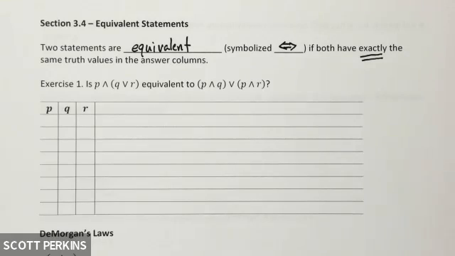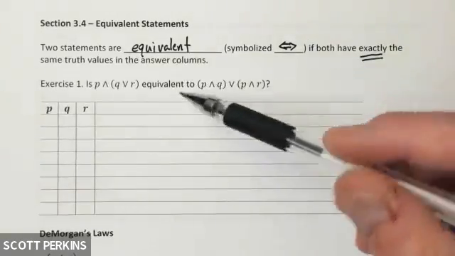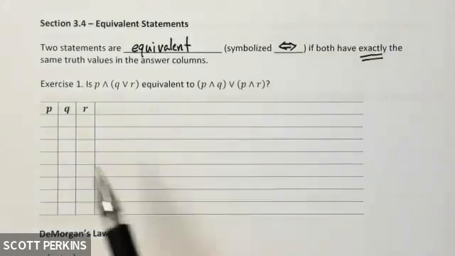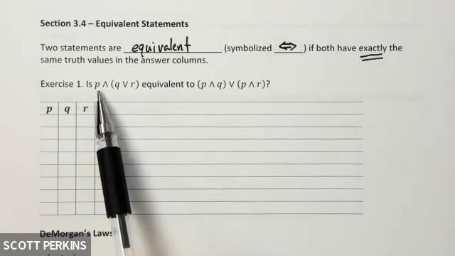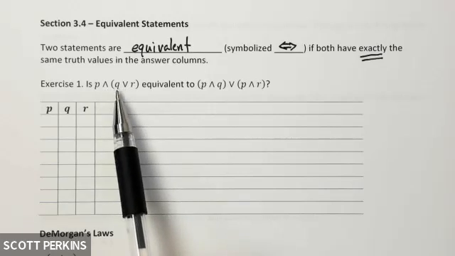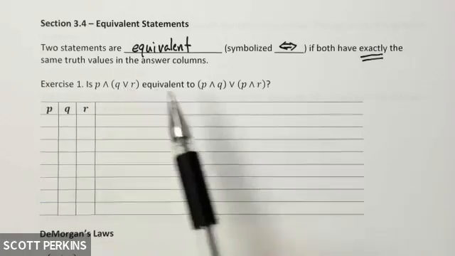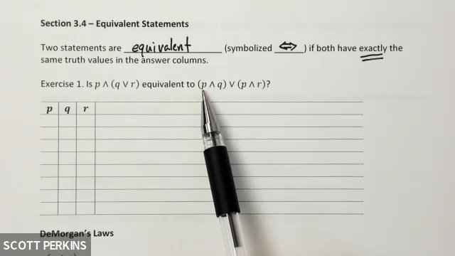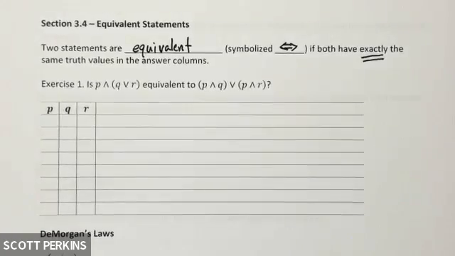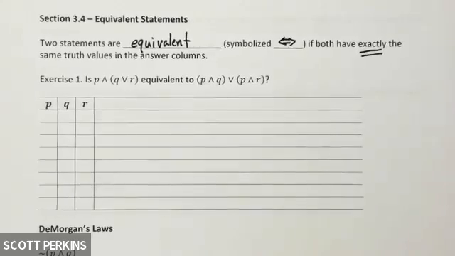So just as a quick example of that, there's not really much more to say. I would like you, using this truth table, to do a truth column for P and, in parentheses, Q or R, and then do a truth column for P and Q or P and R. And we want to know, are these two things equivalent? Yes or no? Okay, so I'm going to give you 2 or 3 or 4 minutes to go ahead and do as much of the truth table as you can.